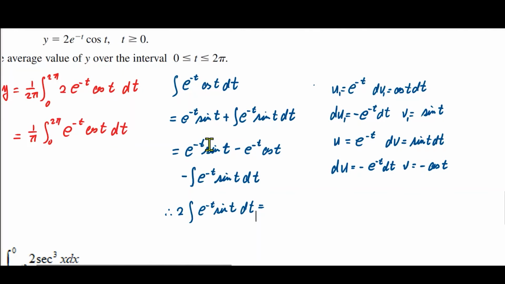You want to common factor e to the negative t? Yeah, sure. E to the negative t, and then we have sine t minus cosine t plus c. Now, instead of rewriting the line, we can just divide both sides by 2, so take the eraser out and then boom. And then stick it right here.